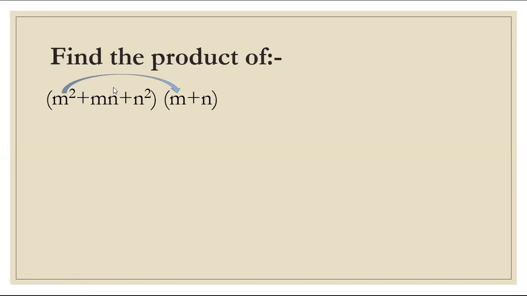Now here, students, in this question, we have to find the product of. But a product means multiply. Again, we have to multiply these two compound expressions. Now look at this question carefully. If there are three terms, this is called what? This compound expression is called what?